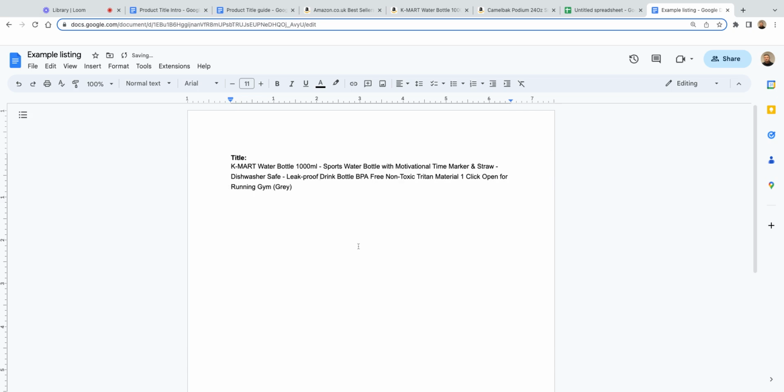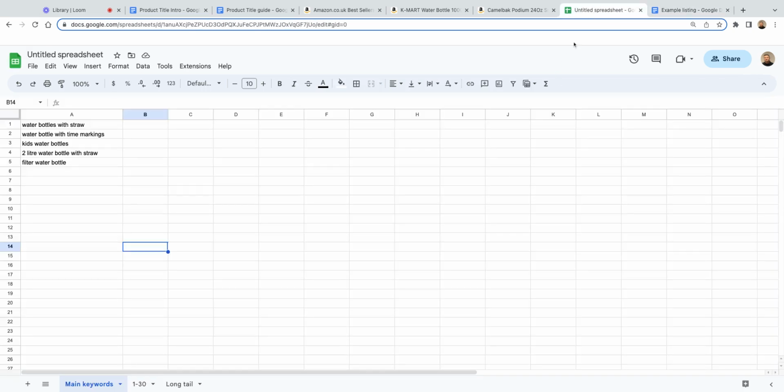They probably would go for this one, leak proof drink bottle, BPA free, non-toxic. So these are, again, special things that customers want to know. And again, these are terms that are going to be searched for in volume to help customers to find your listing. So there's not too much more to go through. As I said, try to include as many of your best search terms as possible whilst making it well read.